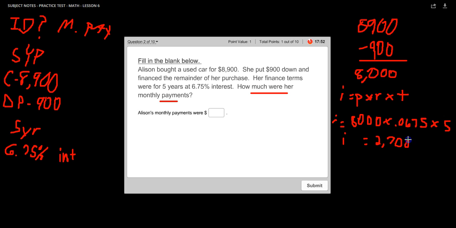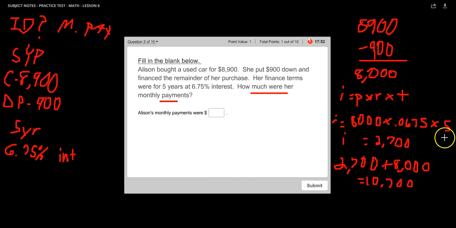So then what you're going to do is take that interest, 2,700, and add it back into the principal of 8,000. Okay, and then we're going to get 10,700 is the total amount she's going to pay for that loan.